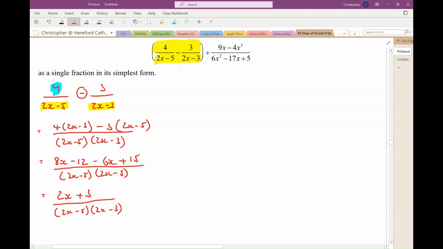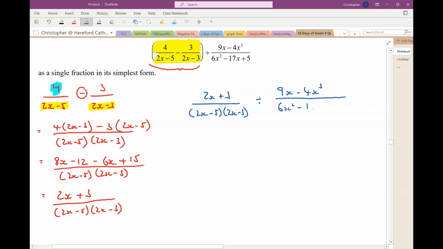So that is that bit done. So now what I've got to do is I've got to do my answer to that bit, 2x plus 3 over 2x minus 5, 2x minus 3. I've got to divide it by the second algebraic fraction, which I'm just writing down while I have a think about it. Well, I'm thinking that when I divide by a fraction, I multiply by the inverse, don't I? So the first thing I'm going to do is copy it all down again. And instead of writing divided by, I'm going to multiply by the inverse.